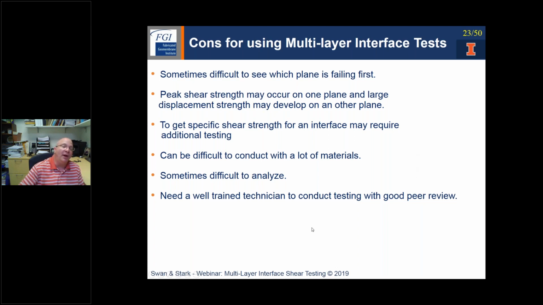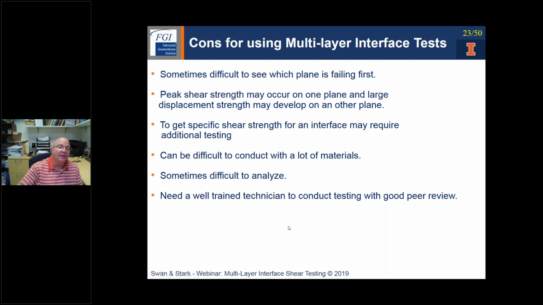But you can always go back and do a specific single interface test to confirm the specific shear strength, if you need it for your design, for where the weakest plane was. As I mentioned, that can be difficult if you have a lot of materials in the lining system. So some strategic splitting, and then going back and assessing if you cut the lining system at some point and then rebuild the balance of it just so you can check it.